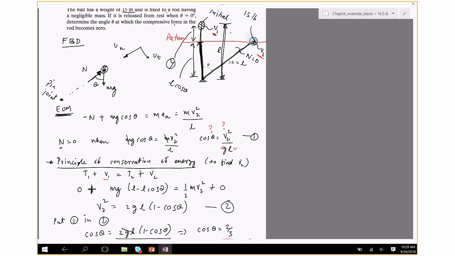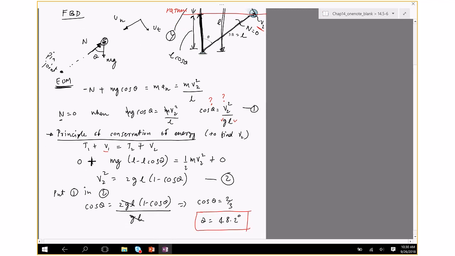But this can also be approached by considering the principle of work and energy, in which case the work done by mg is there, and there's no work done by N because it acts through the pin joint. That's a very good question. I sort of ignored that. Okay, anything else? Yeah.